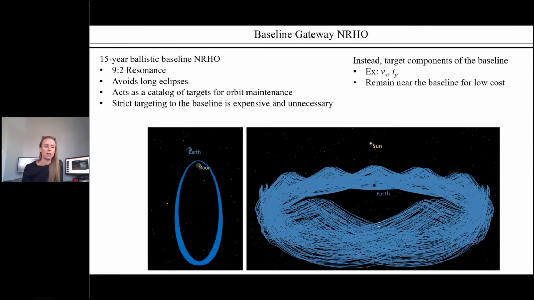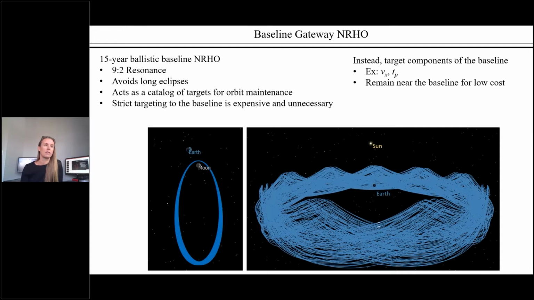We find that strict targeting to this reference, like matching it precisely in all 6 elements, is quite expensive and really not necessary. So instead, we target components of the baseline. We use it as a catalog. And we target, for example, the X component of rotating velocity and then perilune passage time. And it allows us to remain near the baseline for low cost.